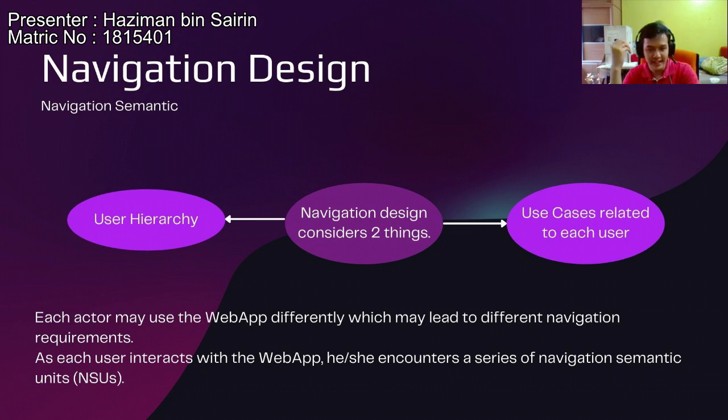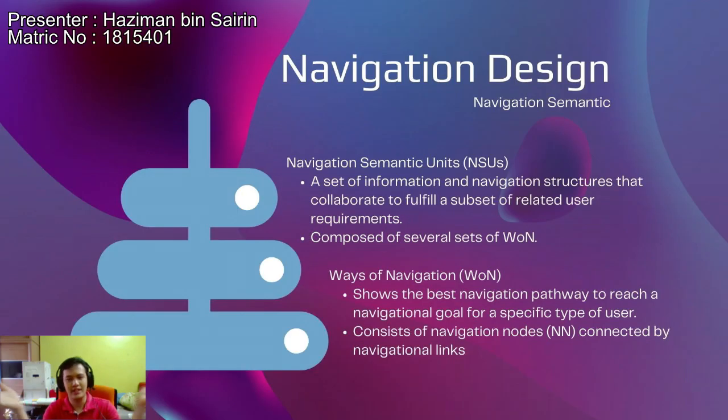In navigation semantics, it considers two things: user hierarchy and use cases related to each user, as each actor may use the web app differently, which may lead to different navigation requirements. Each user, when they interact with the web app, can encounter a series of navigation semantic units, which are called NSUs. What does this NSU mean?